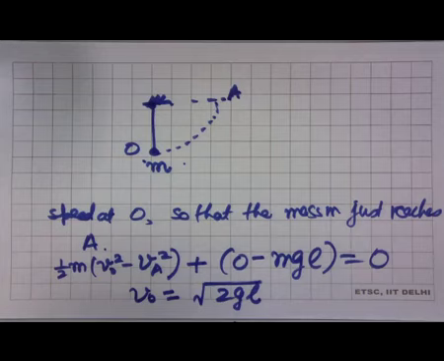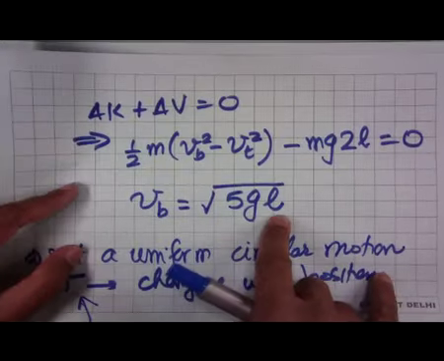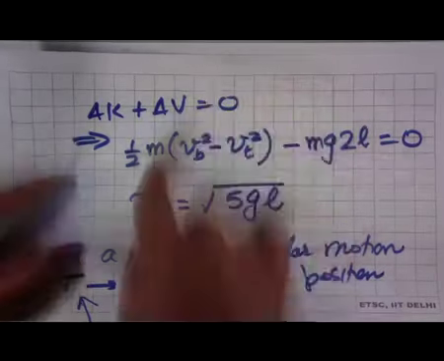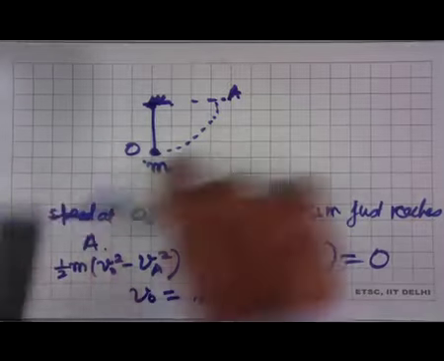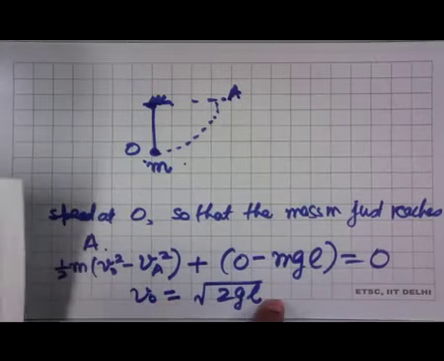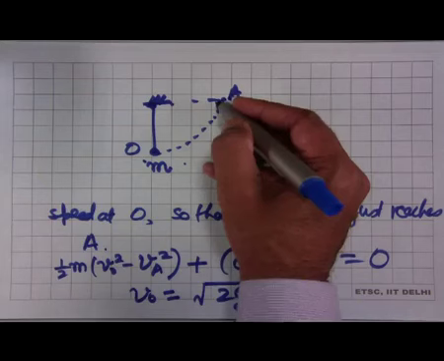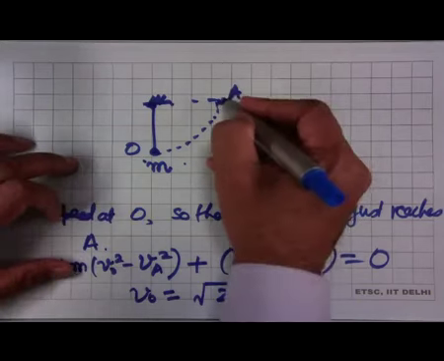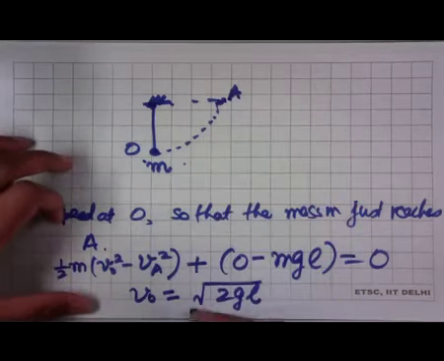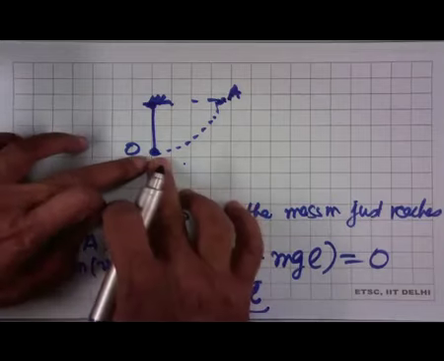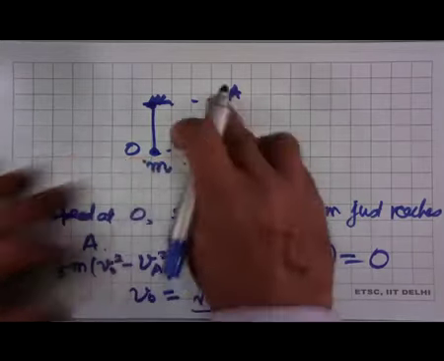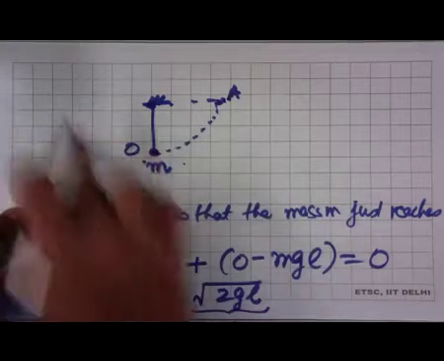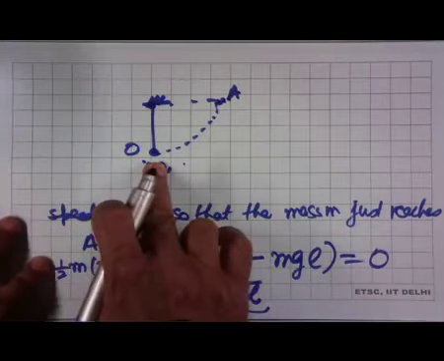Now, what we have seen is that if the velocity at the bottom was root 5 gl, then this pendulum completes the full circle. When the velocity is root 2 gl, then it just reaches A, after that it cannot move further, so it starts to come down. So, if the velocity at the bottom is equal to root 2 gl, then it oscillates in a semicircle about point O.